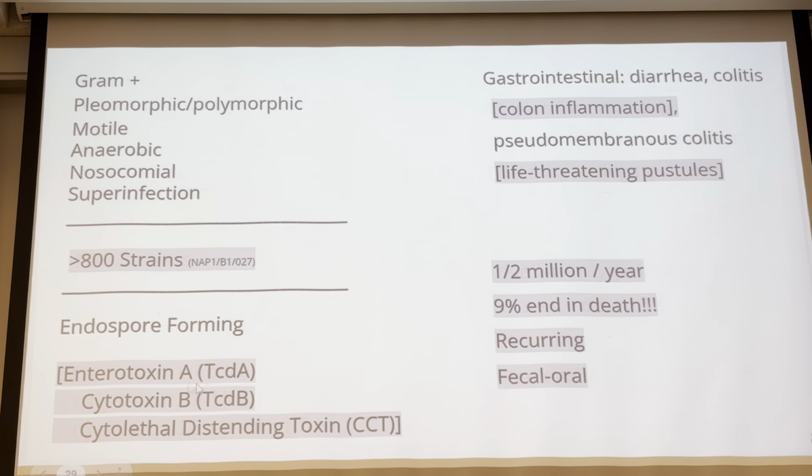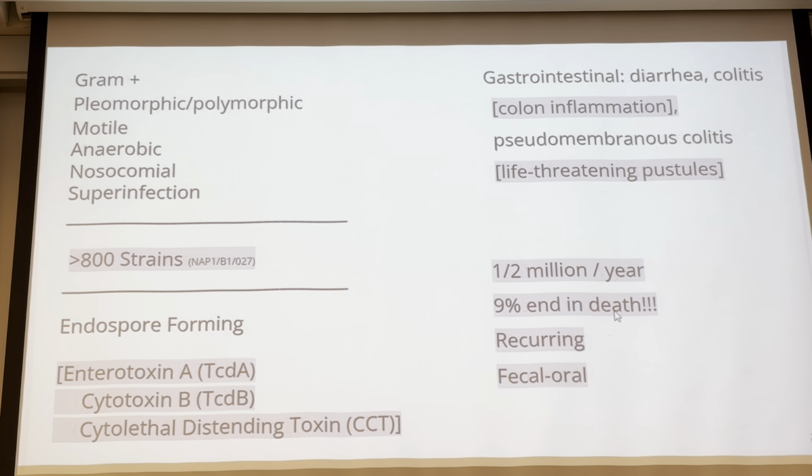Enterotoxin, cytotoxin B, enterotoxin A, cytolethal distending toxin. That sounds terrible, right? Gastrointestinal diarrhea and colitis. And then pseudomembranous colitis. So pseudomembranous colitis, I'll show you a picture of what that looks like. 500,000 people per year, heck ton of people die from C. diff. 9% ends in death. If you have C. diff, you have 9% chance of mortality.